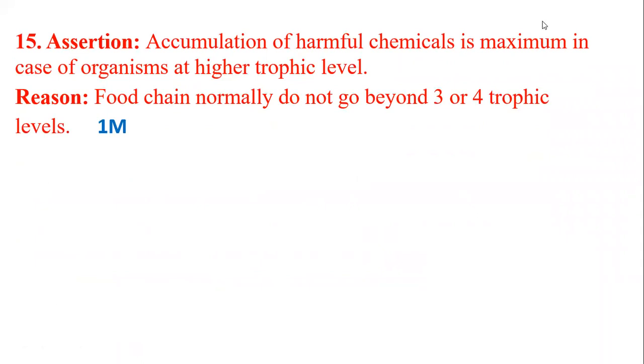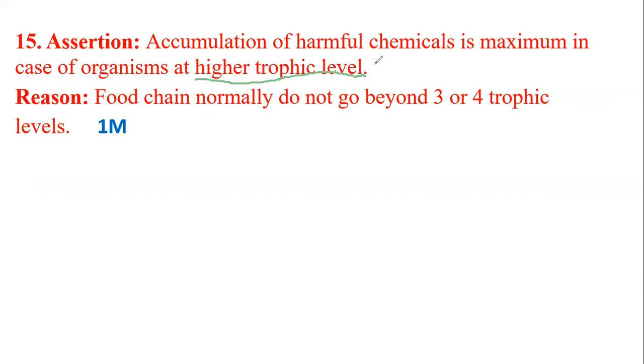Assertion, 15th question. Accumulation of harmful chemicals is maximum in case of organisms at higher trophic levels. Reason: food chains normally do not go beyond 3 or 4 trophic levels. I hope you can see, we just now discussed the statement given under the assertion: accumulation of harmful chemicals is maximum in the case of organisms at higher trophic levels. We discussed this just before.